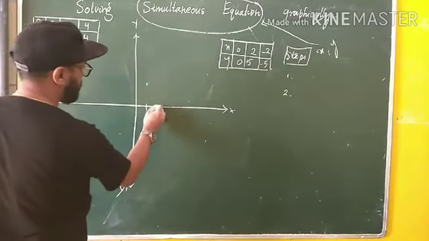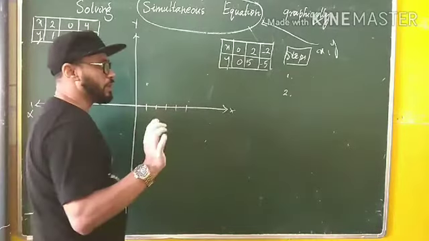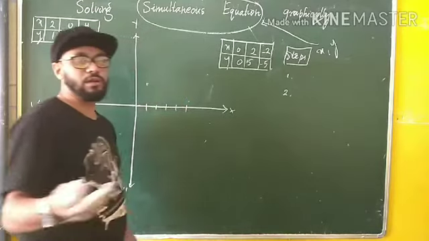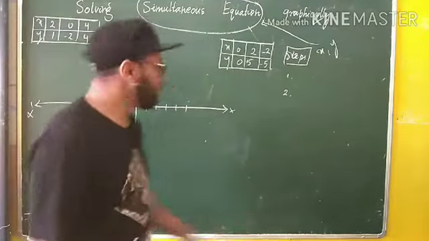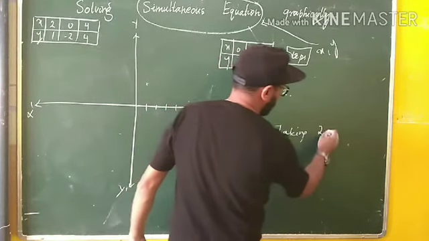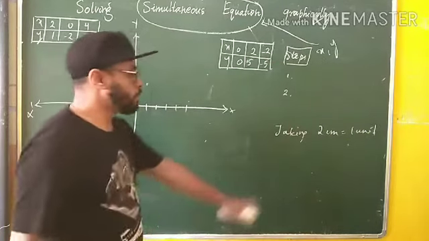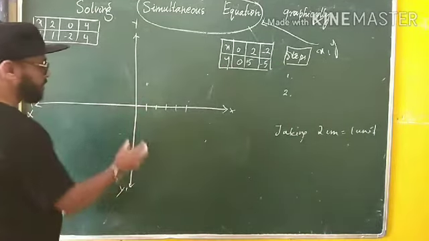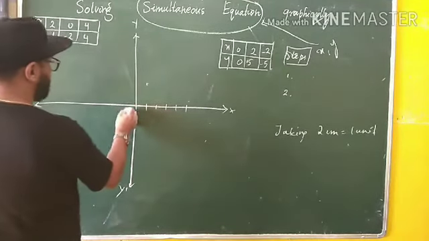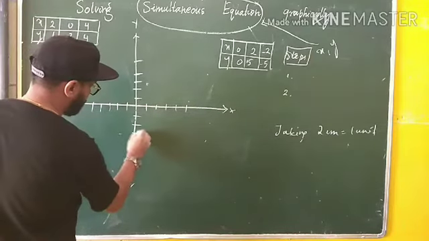So this is 1, 2, 3, 4, 5. Now here also, calculate how many units you are taking. Taking 2 centimeter equals 1 unit, or 1 centimeter equals 1 unit, it's up to you. So we are taking 2 centimeter equals 1 unit. Since the highest value is 5, if we take 2 centimeter, it will be easy. If you're getting confused, then on the graph paper you can measure with the scale also. So 1, 2, 3, 4, 5.